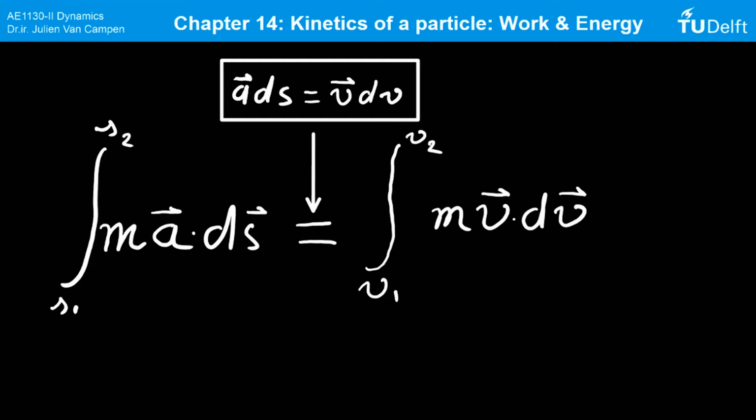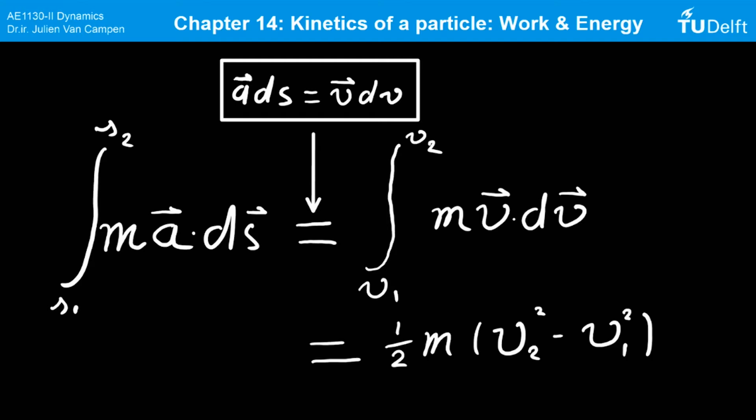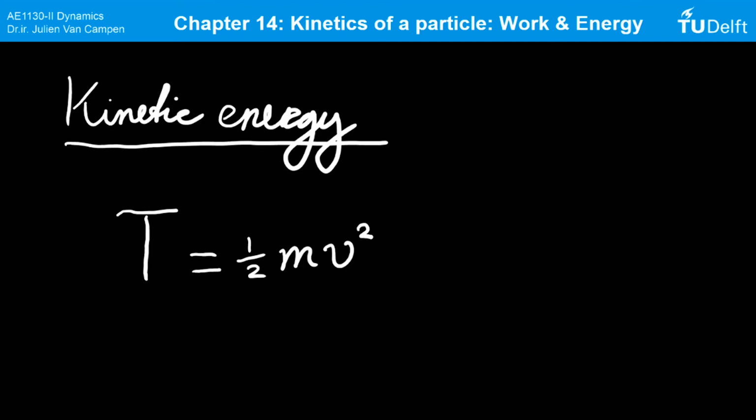Notice the dot product on both sides of the equal sign. If we assume the mass to be constant, this equation can be solved in the following way, namely a half m times v2 squared minus v1 squared. You probably recognize this equation as the kinetic energy of a particle, which in full we can write as T equals a half mv squared.